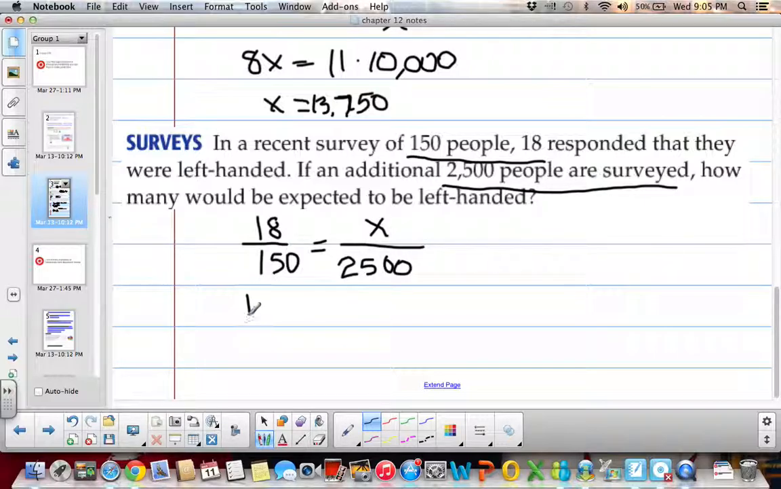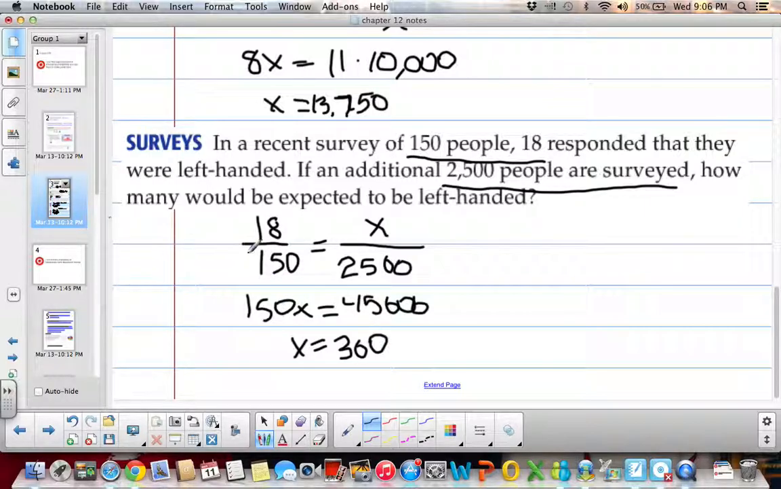And now we have 150x equals 18 times 2,500, which equals 45,000. And then we're going to divide that by 150, and we get x equals 300. So that tells us that out of 2,500 people surveyed, we would expect 300 to be left-handed.